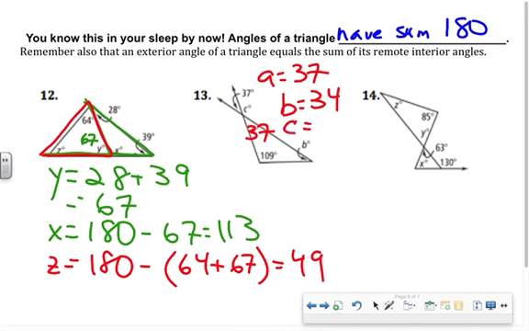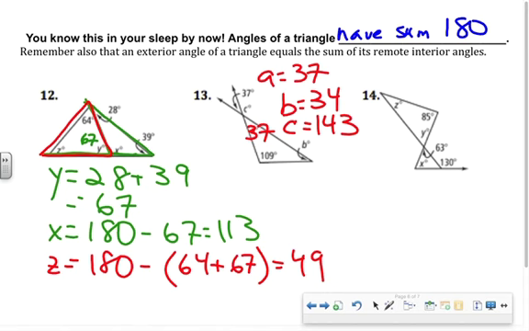And then C forms a linear pair with the 37-degree angle, so you know that they're supplementary, so you know that they add up to 180. So 180 minus 37 is 143. And this triangle stuff is material that has kind of revisited us over and over again through the course of the year. But again, if I'm going too fast through anything, just slow me down.